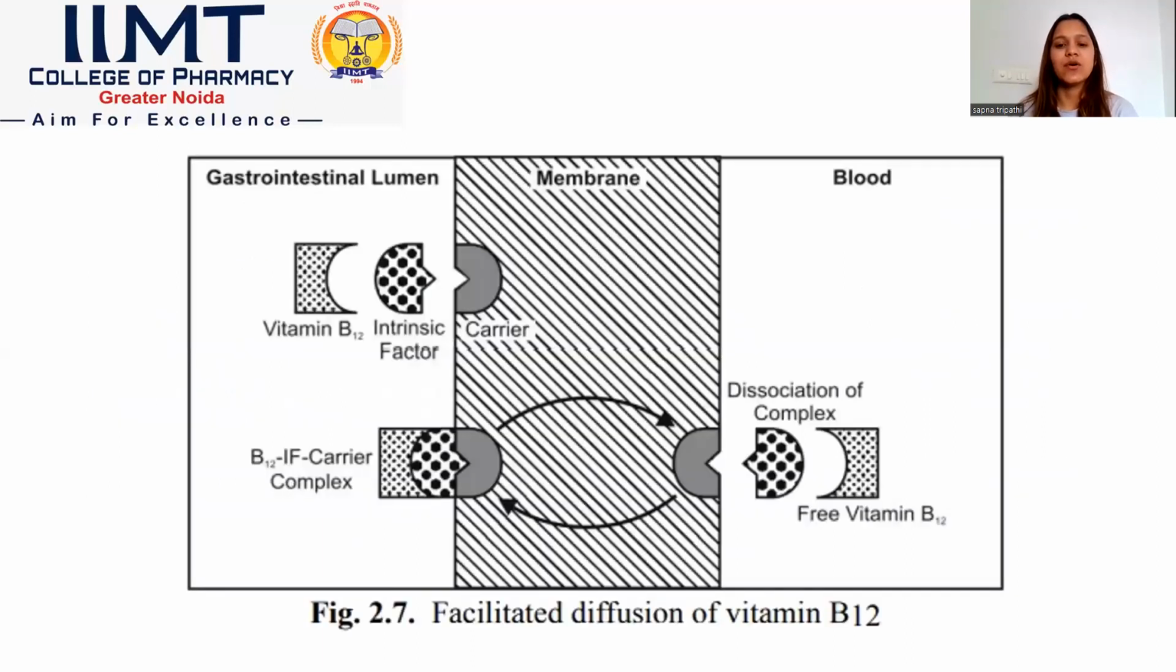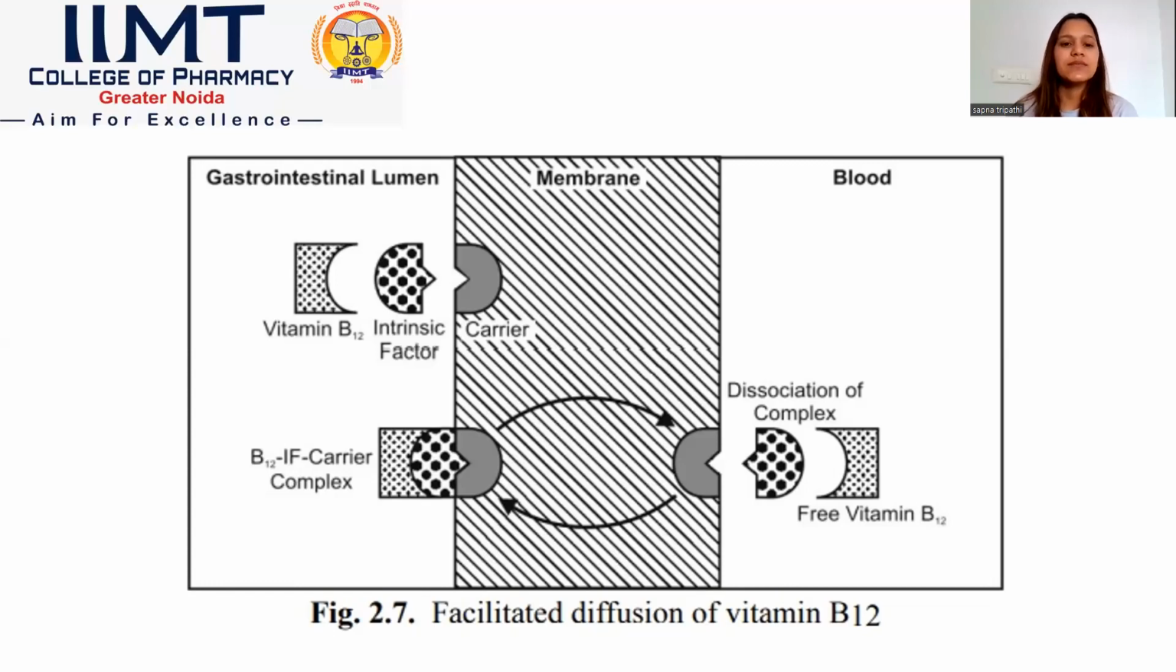This is the diagram of facilitated diffusion or carrier-mediated diffusion. See, there is vitamin B12 in the gastrointestinal lumen. It requires a carrier to cross this membrane. When it is attached to a carrier, it easily crosses the membrane and reaches the blood. When it reaches the blood, it dissociates.